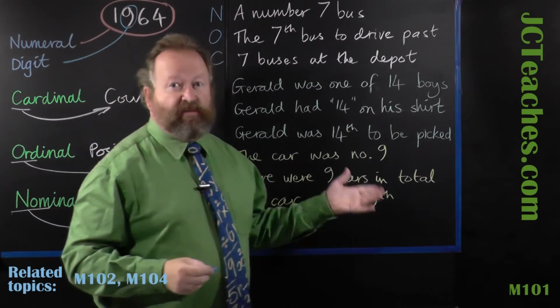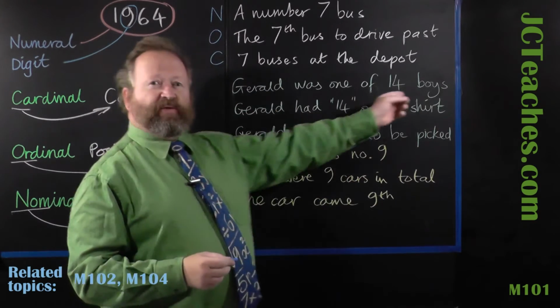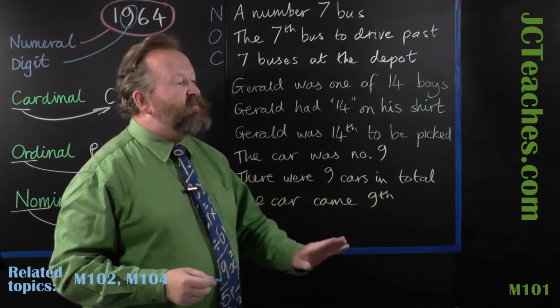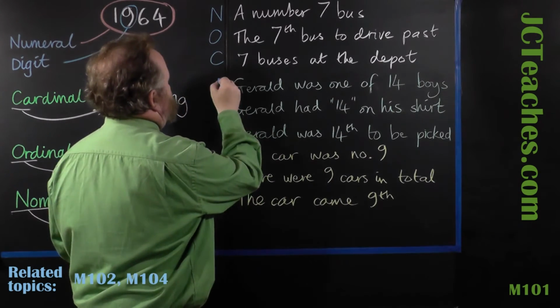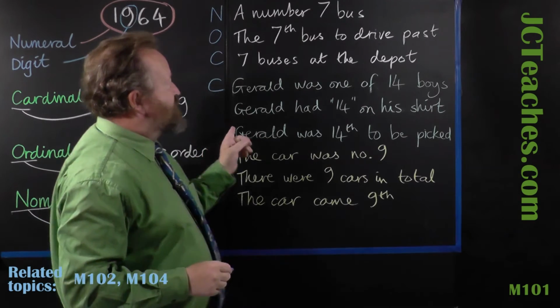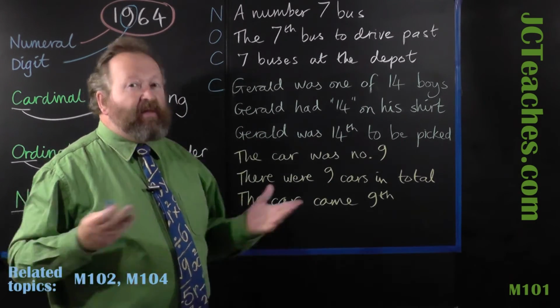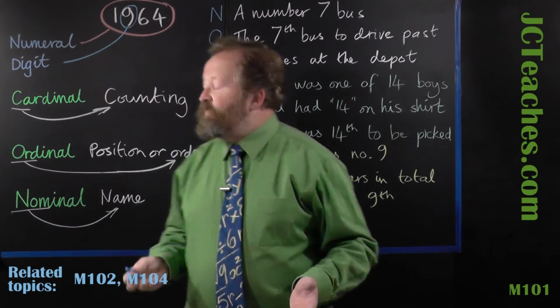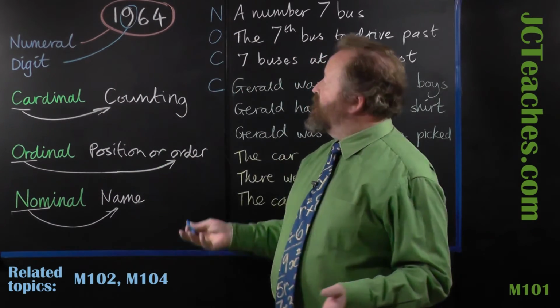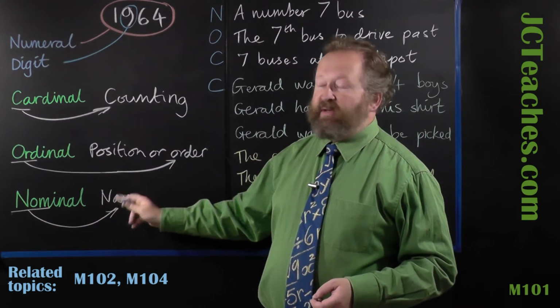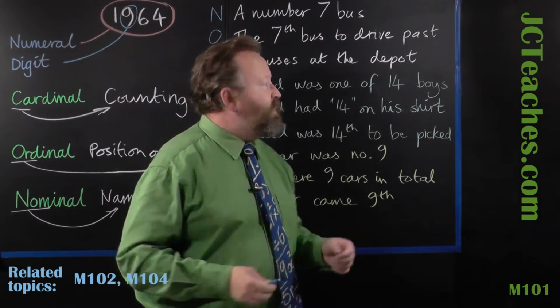Gerald, who thinks he's a footballer, was one of 14 boys. There are 14 of them, somebody's counted them, therefore that's a cardinal number. Gerald had 14 on his shirt. That's really just a label, isn't it? Normally meaning he's the substitute. So that is a nominal number, it's just the name of that particular player.